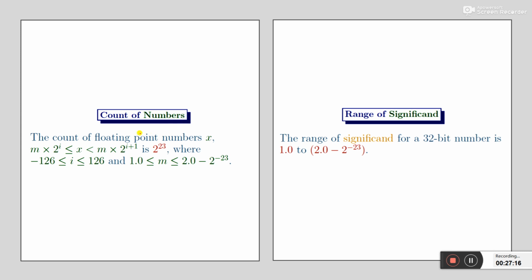So next is the count of the numbers. This is the range of a computing system for floating point numbers. This is my range for the mantissa, and this is my range for the exponent. Similarly, the range of the significand is 1 to 2 minus 2 raised to the power minus 23.